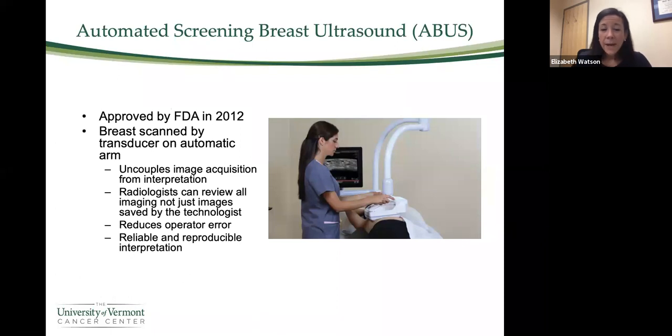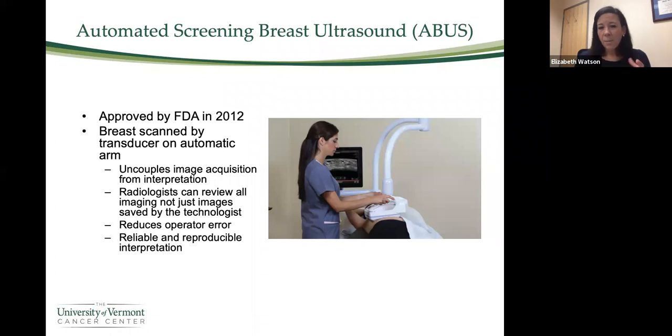So because of all those problems, in 2012, the FDA actually approved a new technology. And that new technology is called automated breast ultrasound. What that means is the breast can actually be scanned automatically by a machine. And what you're seeing in this image is what's called an automated breast ultrasound, or ABUS for short. And this is actually a machine that performs the ultrasound itself.